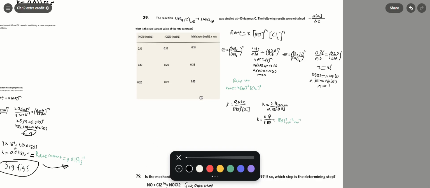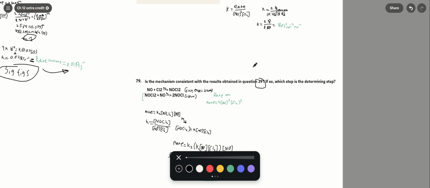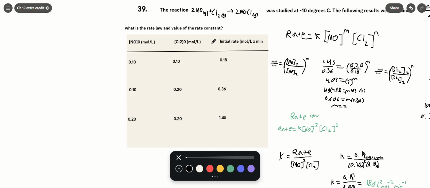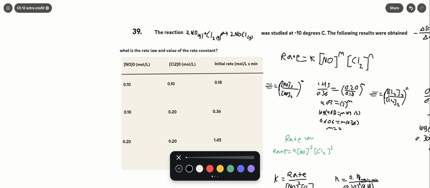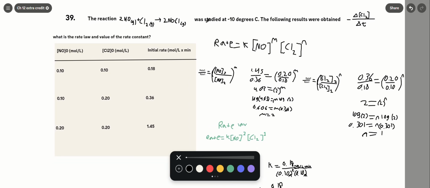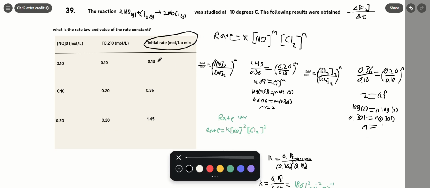Okay, so moving on to 79. In order to complete 79, we first need to do question 39 so that we can get the rate law from that. The reaction 2NO plus Cl2 creates 2NOCl and was studied at negative 10 degrees Celsius. The following results were obtained. What is the rate law and value of the rate constant? So again, here you see that we get the initial rates.